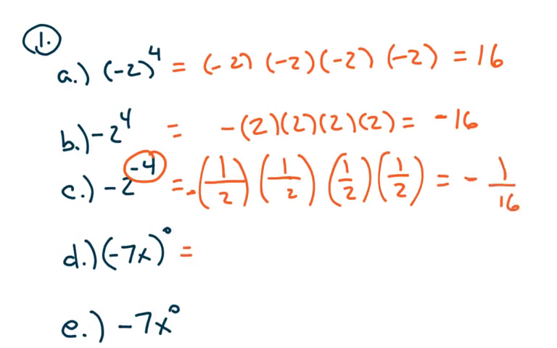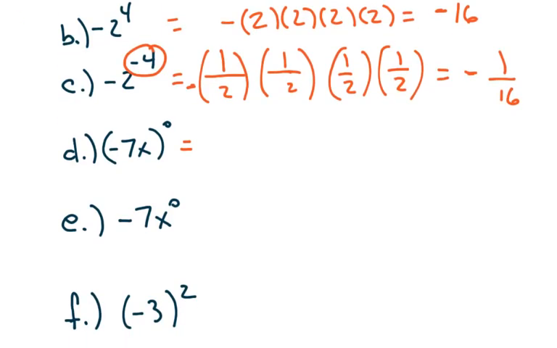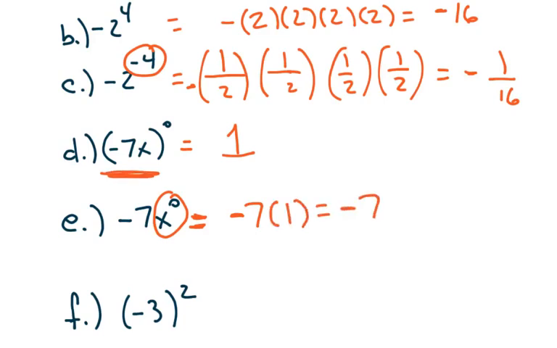The next one, and later on I'll explain why this is true, but anytime you raise something other than 0 to the 0 power, you get 1. So because all of that is raised to the 0 power, you get 1. So what would then the answer be to E? Well, I hope you didn't say 1 or negative 1. I hope you said negative 7. And the reason why it's negative 7 is only x is being raised to the 0, whereas in D, all of it's raised to 0. So this is negative 7 times 1, or simply negative 7.